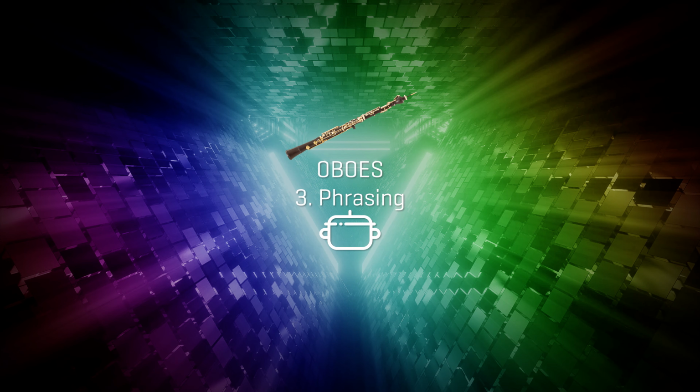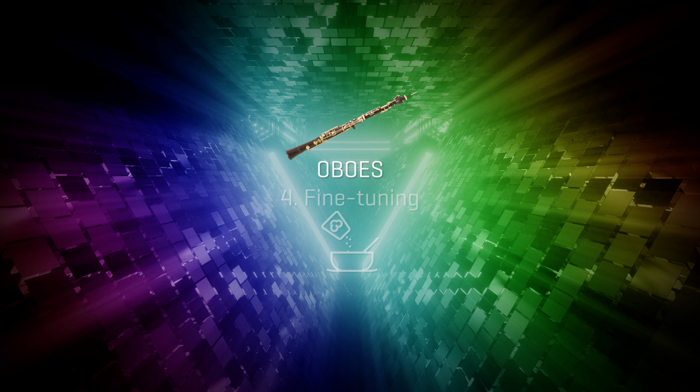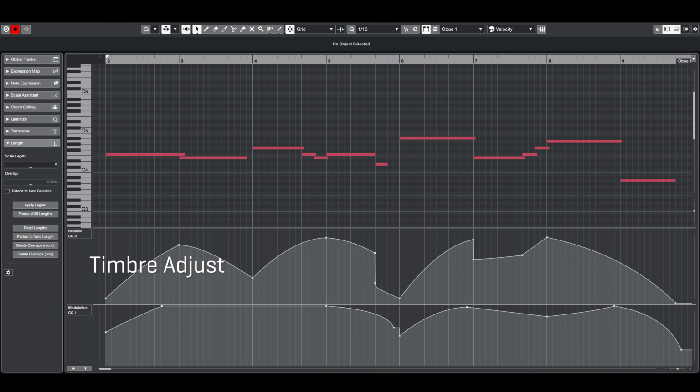Step 3, phrasing. Use the velocity crossfade feature with MIDI CC1 to shape the dynamics of the two phrases. Start the slider around the mid-level and create a crescendo in the first bar. Keep it at the highest level for the next two middle bars, and then add a decrescendo in the last bar.